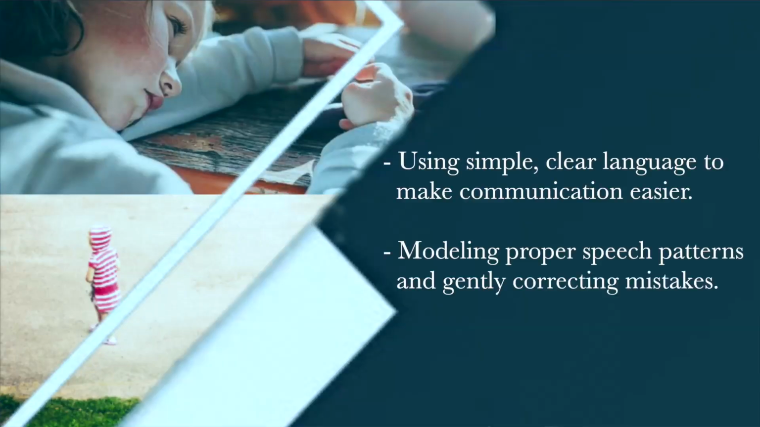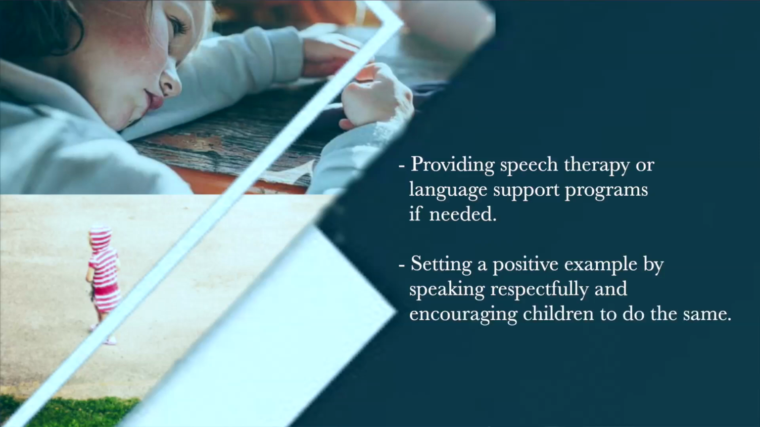So, we have seen that speech hazards can make it hard for children to communicate, affect their confidence, and even lead to social isolation. But the good news is that these challenges can be addressed. Caregivers and educators can help by using simple, clear language to make communication easier, modeling proper speech patterns and gently correcting mistakes, providing speech therapy or language support programs if required, setting a positive example by speaking respectfully, and encouraging children to do the same. With the right support, children can develop strong communication skills and grow into confident, expressive individuals.